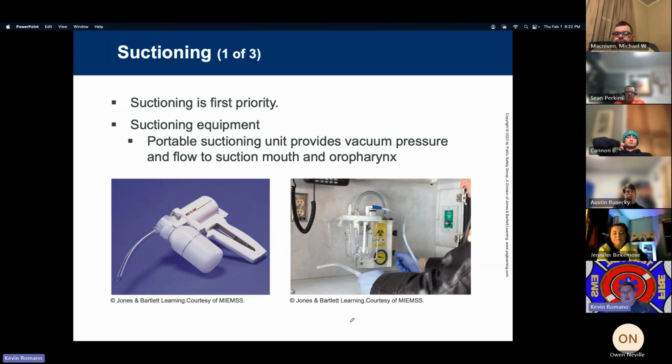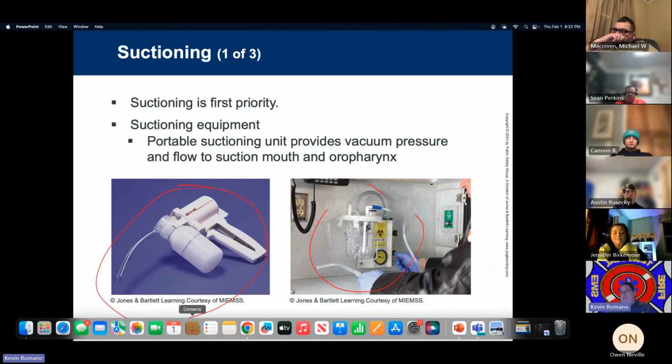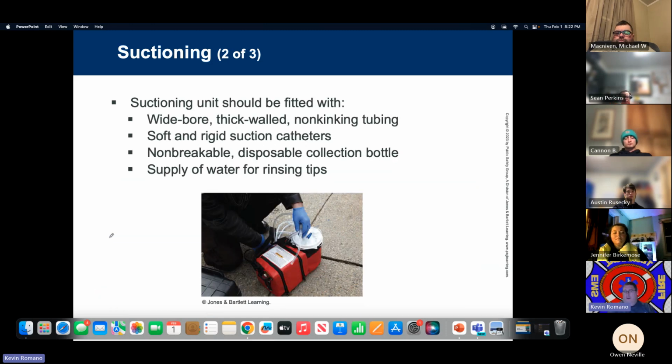The one you see over here, this is a handheld one. Does not require batteries. You are the battery. These are your house suction units here that are in the ambulance. Provides vacuum pressure and allows you to suction the mouth and oropharynx. There we go. This is a portable suction.